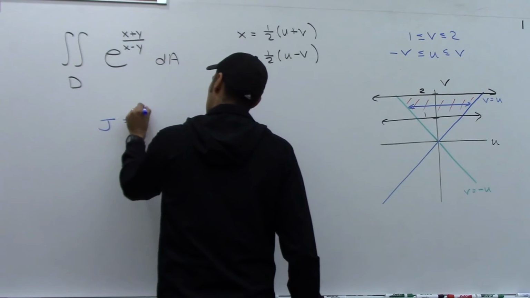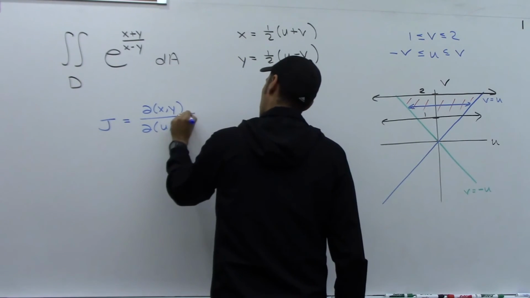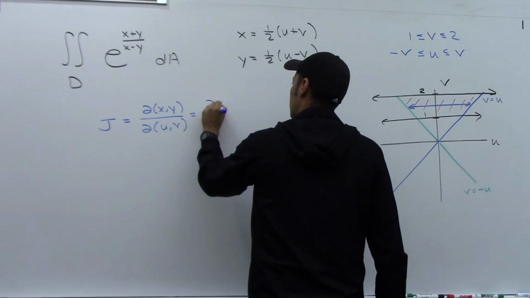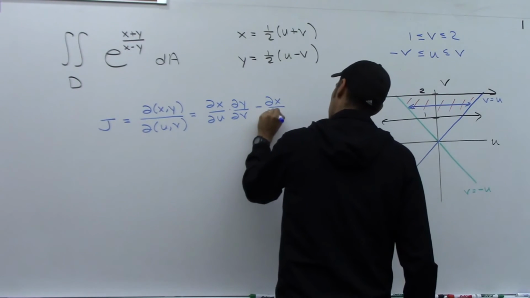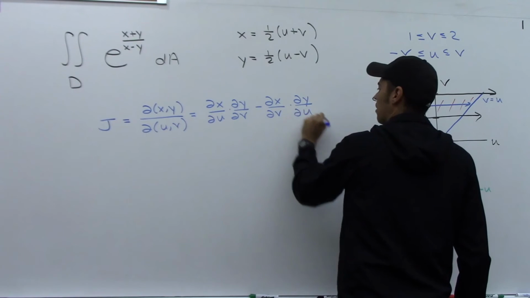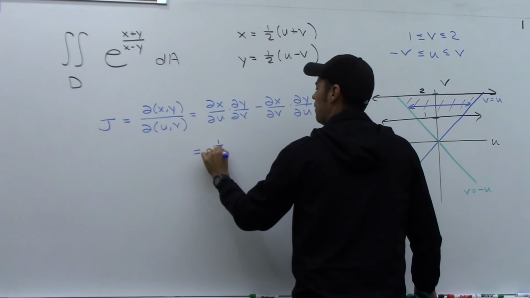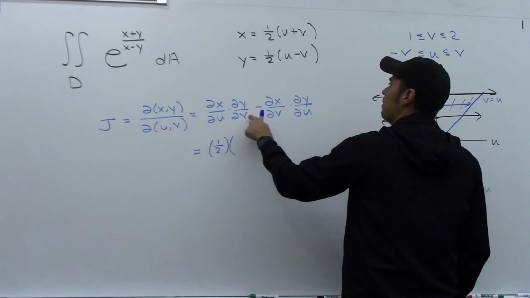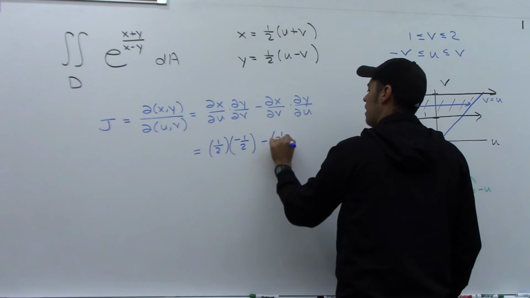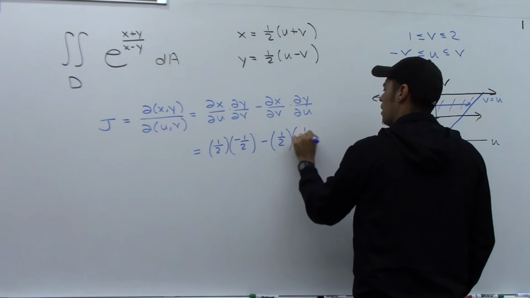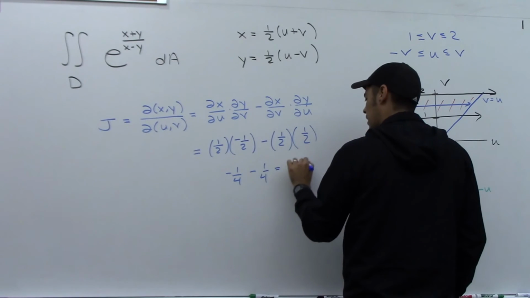The Jacobian is going to be this, which equals partial x with respect to u times partial y with respect to v, minus partial x with respect to v times partial y with respect to u. Without going through all that work again, partial of x with respect to u is 1/2. Partial y with respect to v is negative 1/2. Minus partial x with respect to v, which is 1/2, times partial y with respect to u, which is 1/2. So you get negative 1/4 minus 1/4, which is negative 1/2.